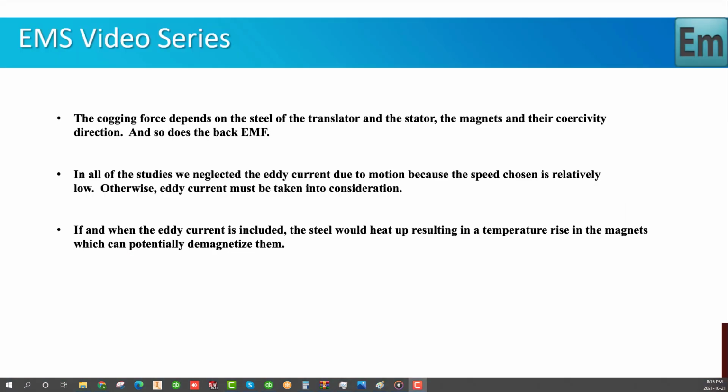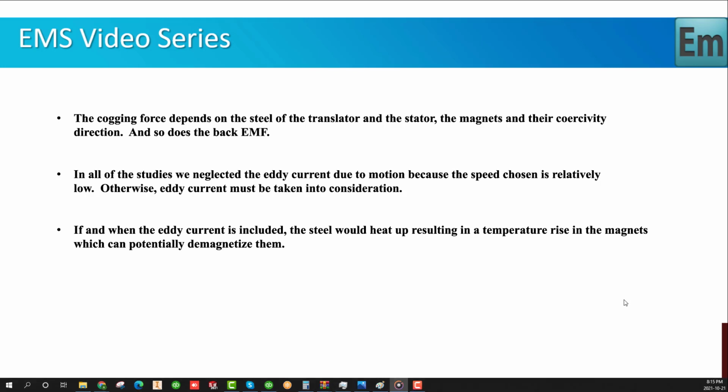Let's now conclude. The cogging force depends on the steel of the translator and the stator, the magnets and their coercivity direction. And so does the back EMF. In all of the studies, we neglected the eddy current due to motion because the speed chosen is relatively low. Otherwise, eddy current must be taken into consideration.